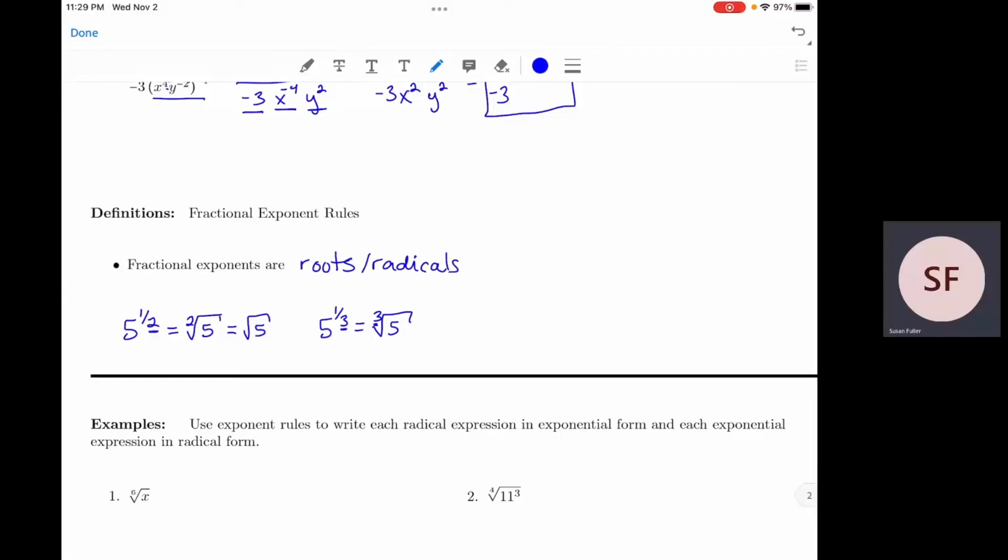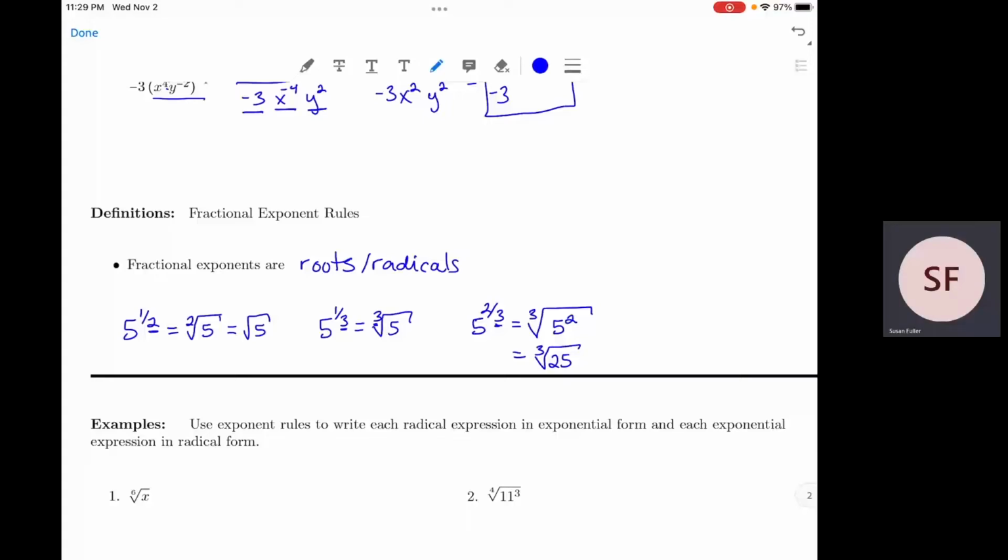And then what if I have numbers on top and the bottom? For instance, what if I have 5 to the 2/3? Well, the number on the bottom is still going to create the index of the radical. So this is going to be a cube root. The 2 on top is actually going to go with the 5 as an exponent inside. So this is going to be the cube root of 5 squared. We can rewrite that as the cube root of 25.